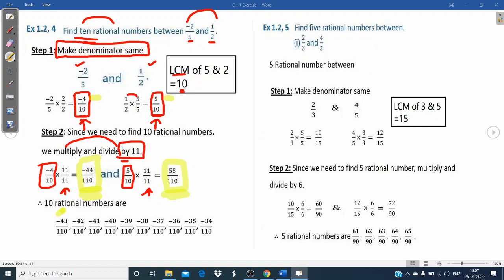So I've written here -43/110, -42, because in between these two numbers you have to write. So -44, -43, -42, -41, -40, -39. Like this, any 10 rational numbers you can write. It is not compulsory that you have to start from here itself. You can start less than 55. You can write 54, 53, 52, 51, like that also. And remember, the denominator should be 110, because at the second step, the denominator was 110. So don't forget to write the denominator also.